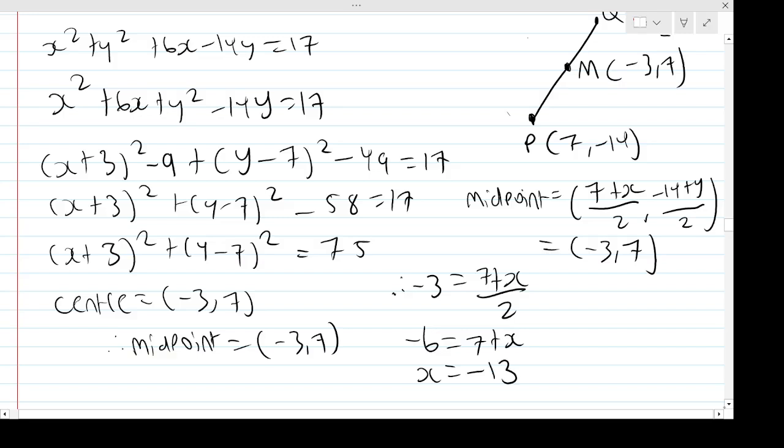And likewise for the y component, 7 is equal to (minus 14 plus y) over 2. Then 14 is minus 14 add y. If I then add 14 to both sides, I therefore get that y is 28. Cool.